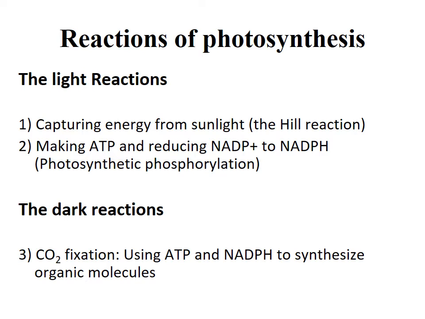So the light reactions involve 2 stages. The first is the capturing of energy from sunlight by photoreceptors or photopigments, most commonly chlorophyll A and B, but there are also secondary pigments like carotenoids. And then the second stage is the production of ATP and the reduction of NADP plus to NADPH. So ATP and NADPH are high energy molecules that are going to fuel the dark reactions. And the production of those ATP and NADPH molecules occur through photosynthetic phosphorylation.